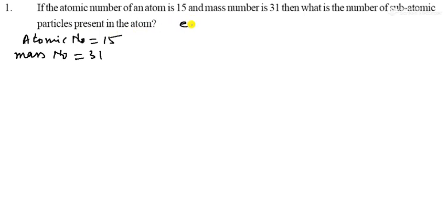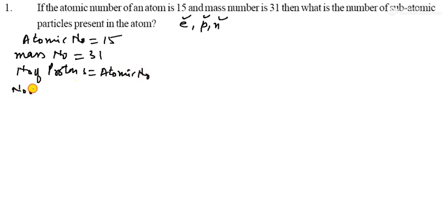That means electron, proton and neutron. These are the subatomic particles: electron, proton and neutron. Now first up, the number of protons. The formula is atomic number. So you can write here, number of proton is equal to 15, because its atomic number is 15.